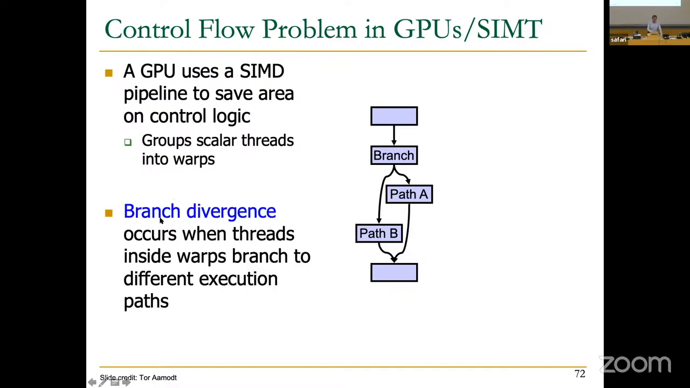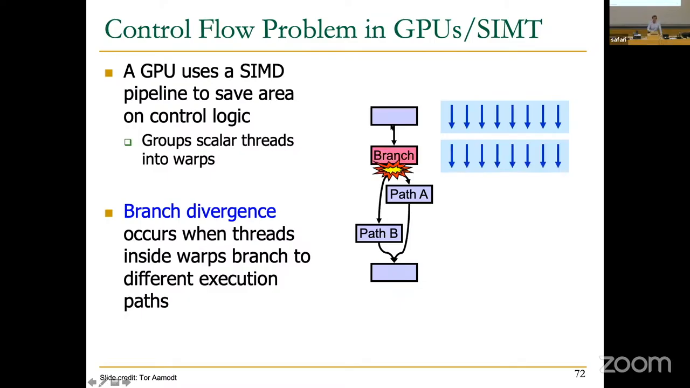So this problem is called the branch divergence problem. When threads inside warps branch to different execution paths, you have divergence inside the same warp across different threads. So let's take a look at this. Let's assume that we have 8 threads in a warp. I hope this is 8. Initially, they're at the same program counter. That's good. They all are supposed to execute this, right?